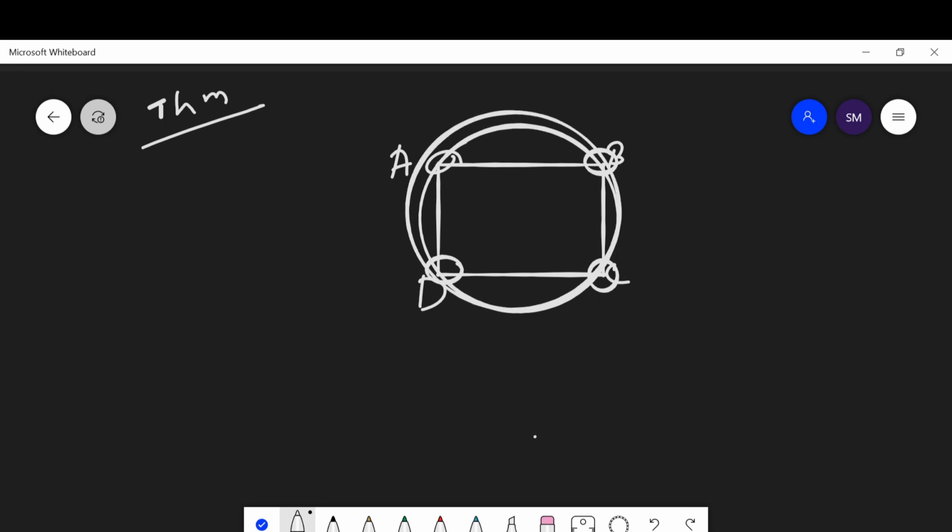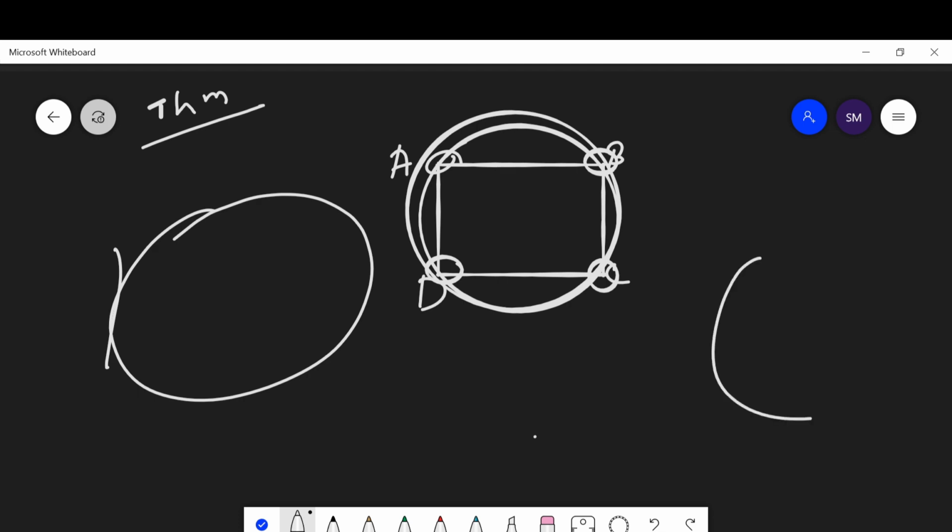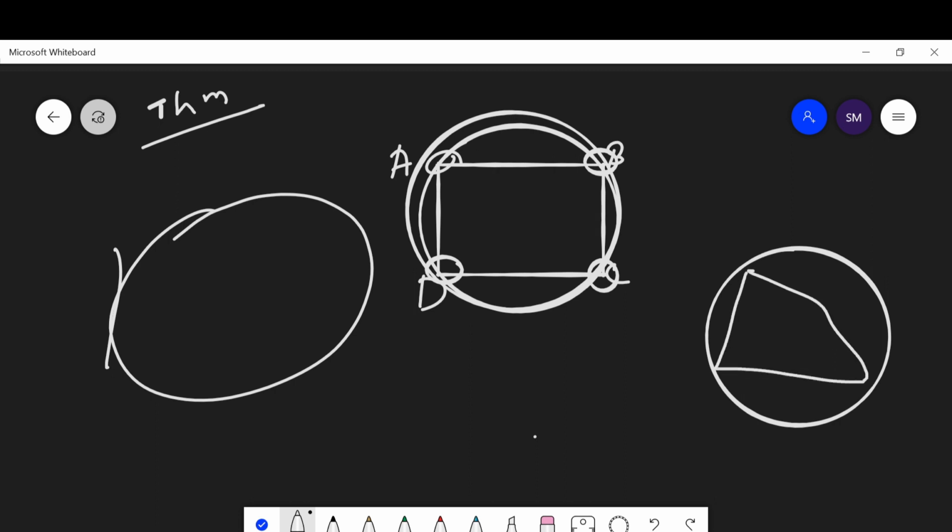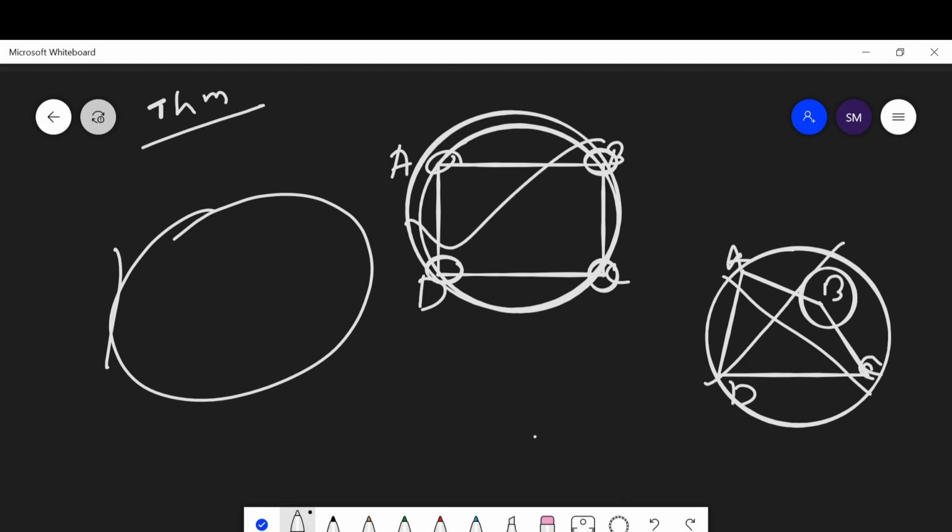Suppose this is a circle, and another circle is given, and here we have A, B, C, D, a quadrilateral. Here ABCD cannot be said to be a cyclic quadrilateral because vertex B is not on the circle. We cannot say ABCD is a cyclic quadrilateral. In this other case we say ABCD is a cyclic quadrilateral.